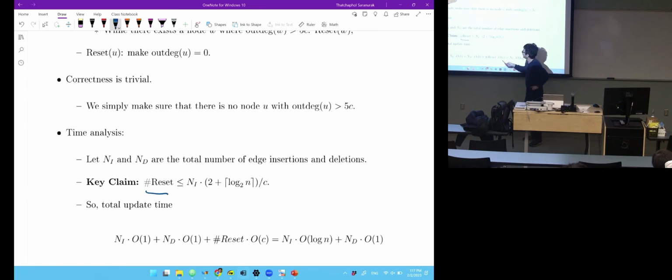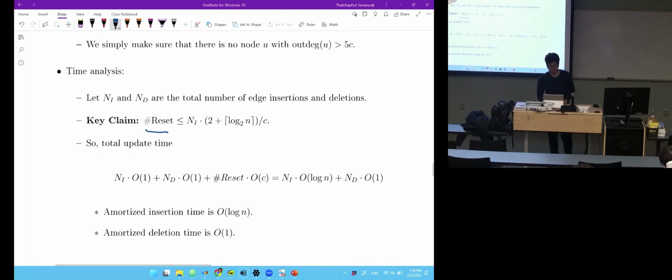Right? But the number of resets here is small. We will prove this soon, but if this is true, the number of resets is something like Ni log n over C. So you sum up and you get this total time. Which means that the amortized deletion time is O(1), and the amortized insertion time is just log n. Okay, so now let me prove this claim. That's the only thing we need to do.